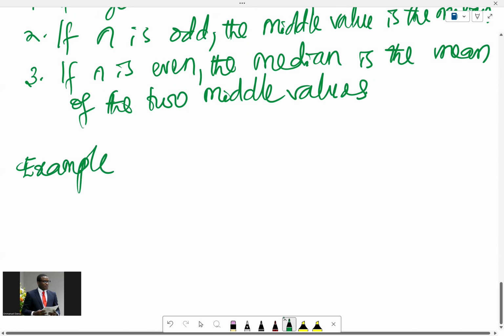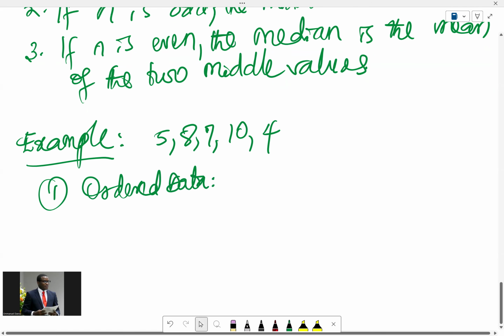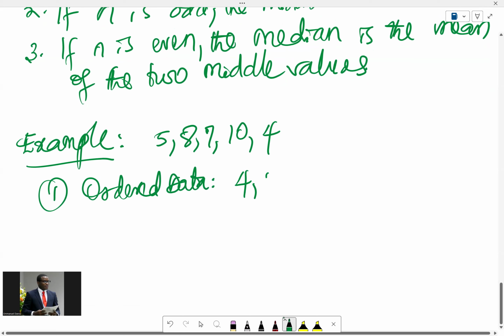So working with the same data we had before, right? We have 5, 8, 7, 10, and 4. So step 1, order the data. Like we already said, you can order in ascending or descending. So let's do ascending. So we have 4, 5, 7, 8, and 10. Okay. So in this case now you have 5 values.